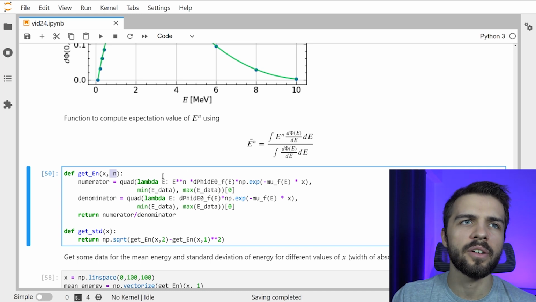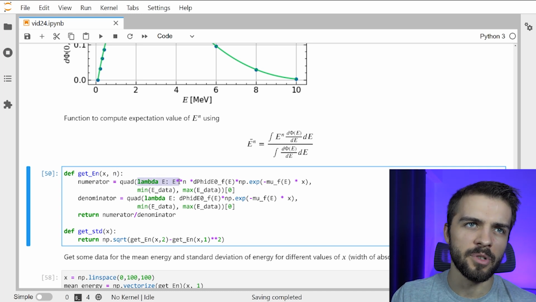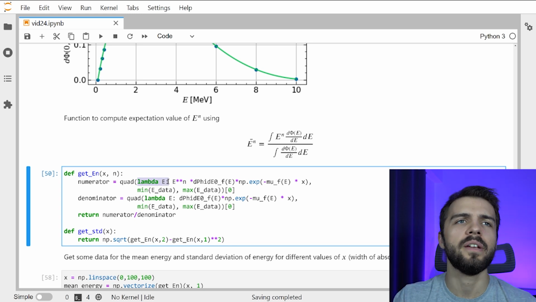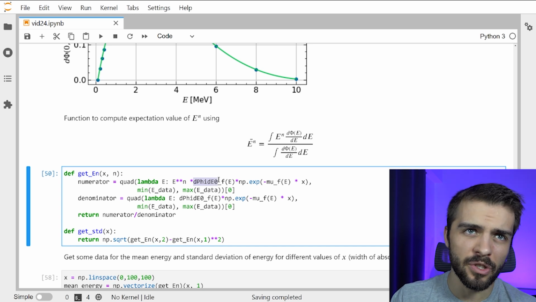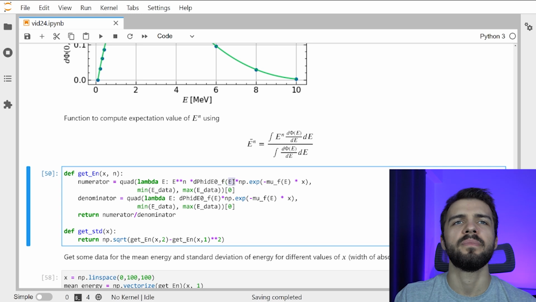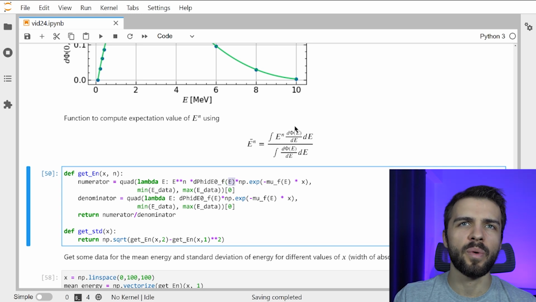So I compute the numerator here. It takes in a function. I'm using a lambda function, right? That's the first argument to SciPy quad. It takes in a function that depends on one parameter, and it returns E to the n, which is right here. dΦ/dE naught, that's the initial spectrum, underscore f. So this is the interpolated function of a function of E.